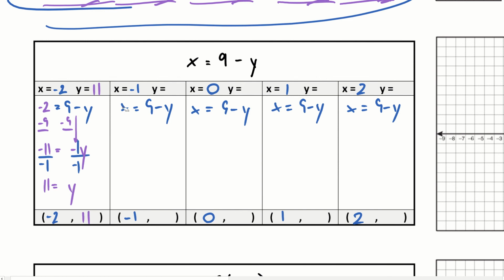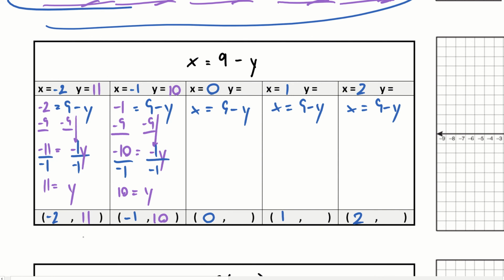I'd like to do the next one with you as well, and then you'll do the next 3. I'm going to replace x with negative 1. I'm going to use the same set of steps here. Negative 1 minus 9 is negative 10, which is now equal to, again, not y, but rather negative y. Don't forget that negative sign comes down. And of course, that's a negative phantom 1, so I'm going to divide both sides by negative 1. And so I know that negative 10 divided by negative 1 is positive 10 is equal to y. So when I input negative 1, I output 10.